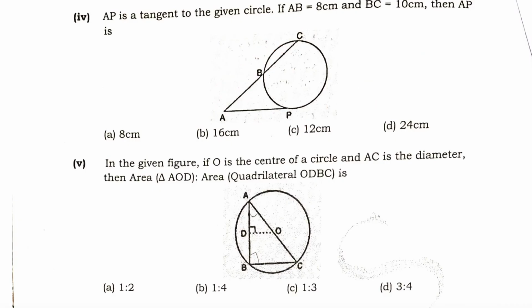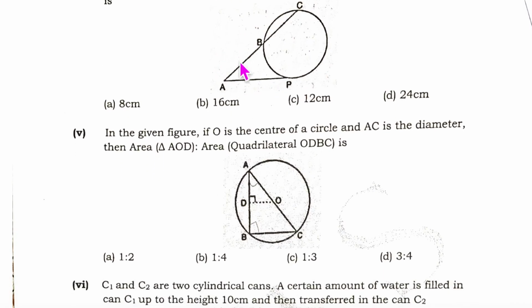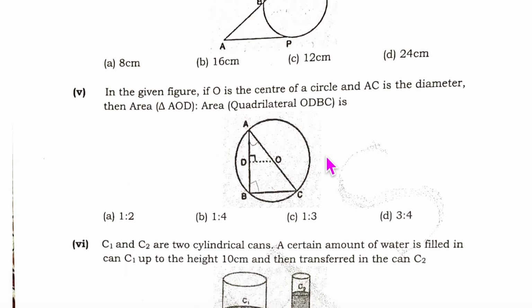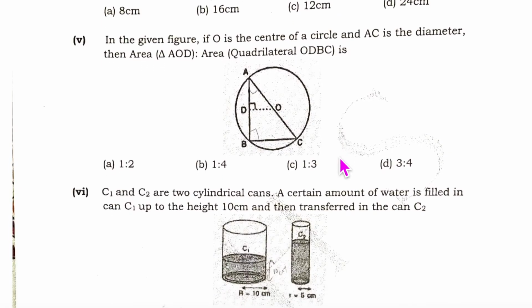Understanding? Yes. What is the property we used? The tangent square is equal to the product of segments of the chord.